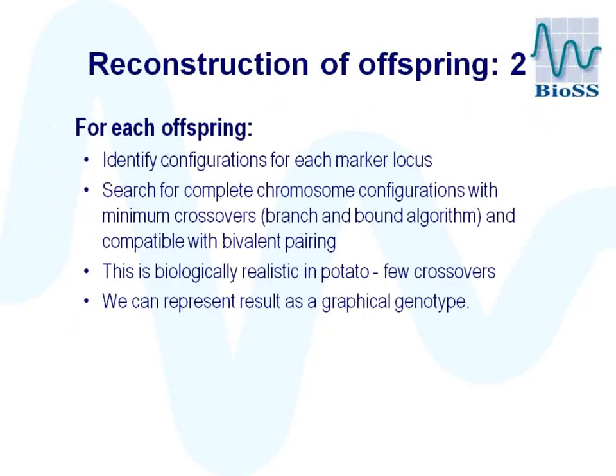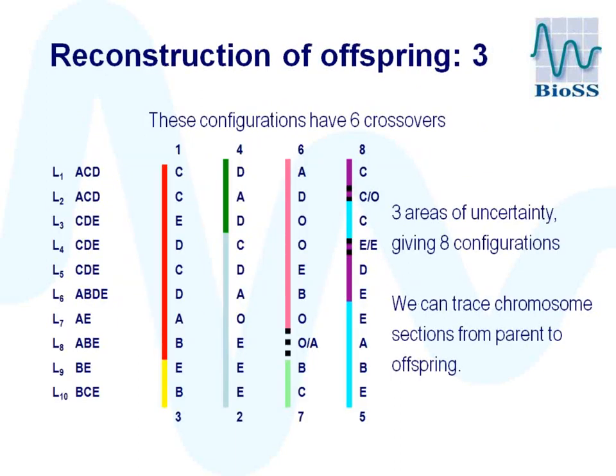So I'm going to go fairly quickly through the reconstruction of the offspring. There's a search algorithm going on to look at how the offspring genotype could be obtained from the parents with as few recombinations as possible. And the result of that search algorithm is a graphical genotype, something like this.